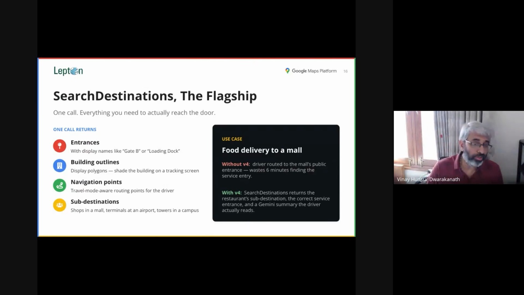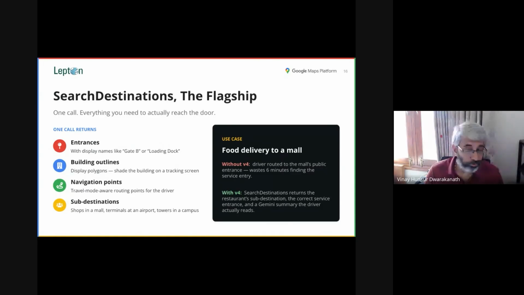One call returns all of this together, right? So just to highlight, if you look at the use case on the right, this is a real example. Without version 4, V4, when your driver delivers food to a mall, he routes to the mall's main public entrance, right? And then he has to figure out, he's stuck. He has to figure out if he's old. When I say old, I mean if he's been riding and delivering for a long time, then he knows things instinctively. But if he's not, then he wastes something like 6 minutes finding the service entry, right?